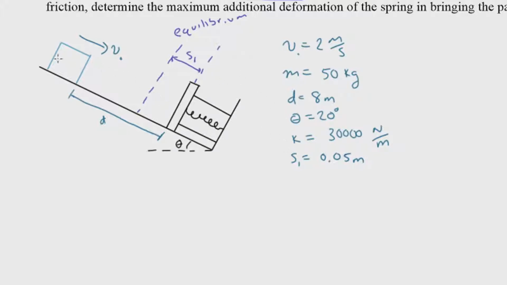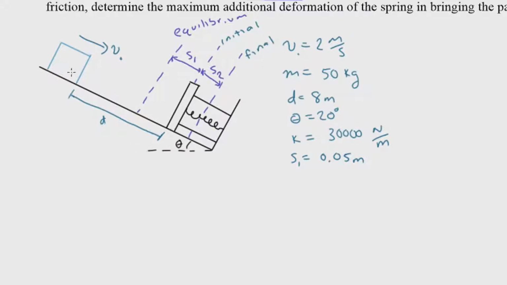So later on, when the package hits, the spring is going to compress even further down the incline, and that's going to be our final state. I'm going to define our final state somewhere around here. It doesn't really matter. It's just a visual representation of where the spring is going to be when the package comes to rest. So we can define this other deformation as S2. So this right here is the initial state of the spring, and this is the final state of the spring.